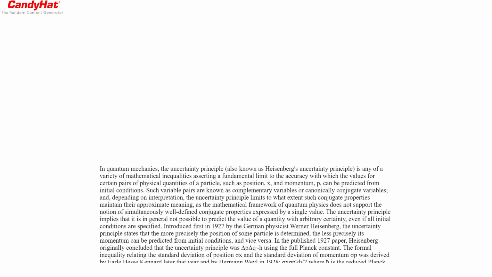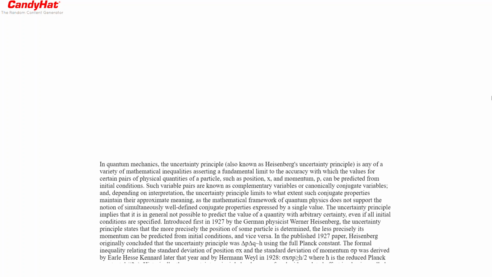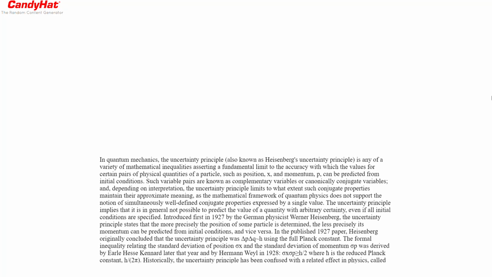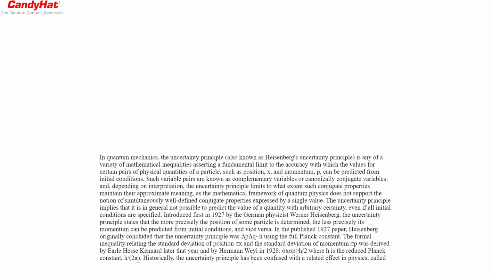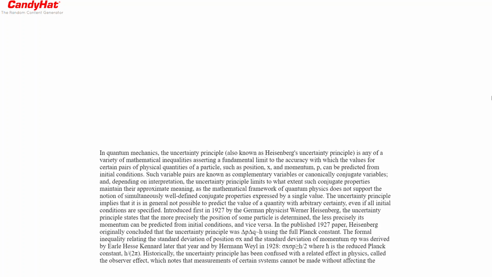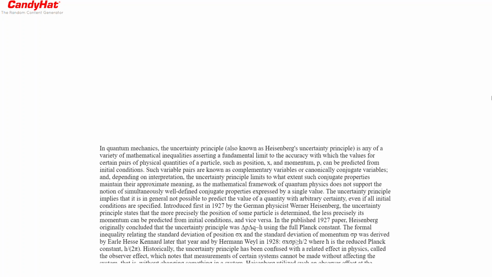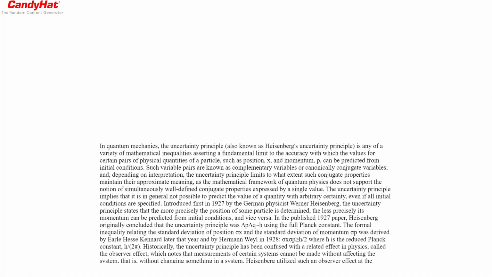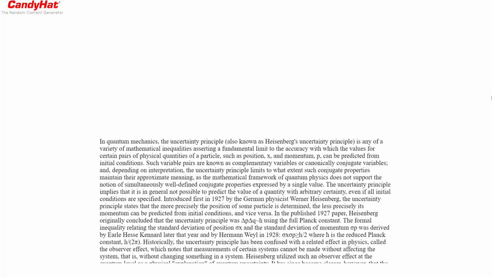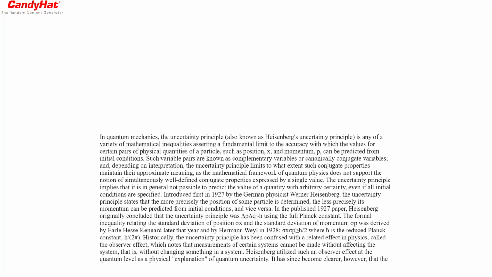In the published 1927 paper, Heisenberg originally concluded that the uncertainty principle was delta p delta q ~ h, using the full Planck constant. The formal inequality relating the standard deviation of position, sigma x, and the standard deviation of momentum, sigma p, was derived by Earle Hesse Kennard later that year and by Hermann Weyl in 1928. Sigma x sigma p is greater than or equal to h-bar over 2, where h-bar is the reduced Planck constant, h over 2 pi.